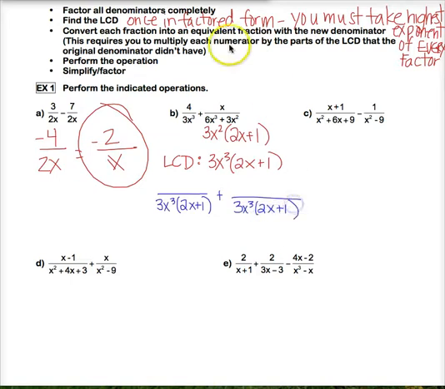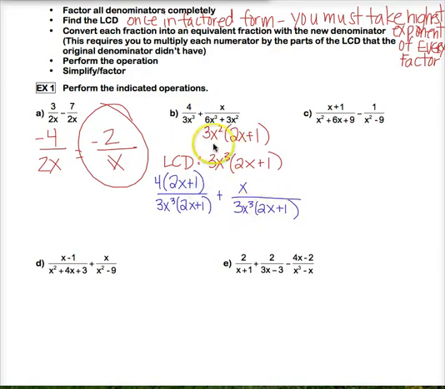Now, all I'm going to do, and I put this in the notes here, is I'm going to take the original numerator that I had, which in this case was 4, and in this case was x, and I'm going to multiply them by whatever parts of the LCD were not in the original. So in the LCD, I had the 3x cubed, which I already had in this denominator. So I don't need that part, but I do need the 2x plus 1. That wasn't in the original denominator, so I need to multiply by the 2x plus 1.